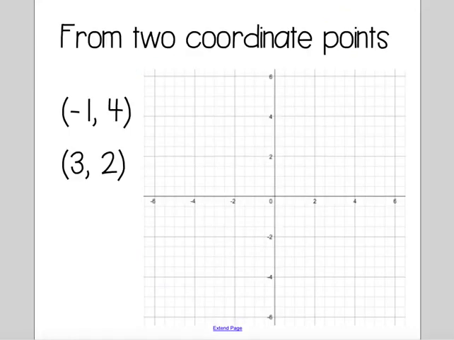Our fourth way is from 2 coordinate points. Now, there's a formula for this, but in the past I have found this way just a little bit easier and a better way to visualize it. So I'm going to go ahead and start by plotting these points. So we have negative 1, 4, so going over 1, up 4, there's my first point. And then we have positive 3, so over 3, up 2.